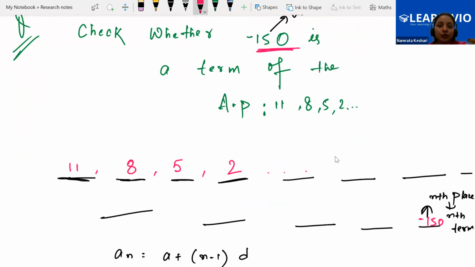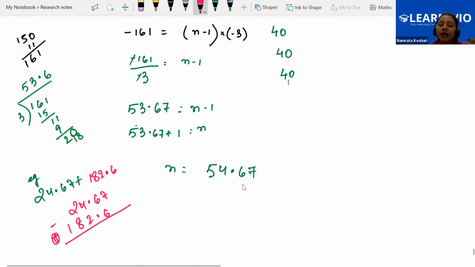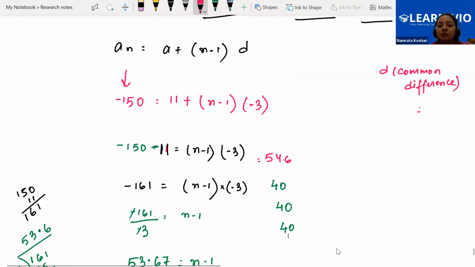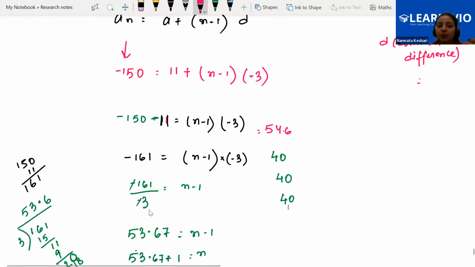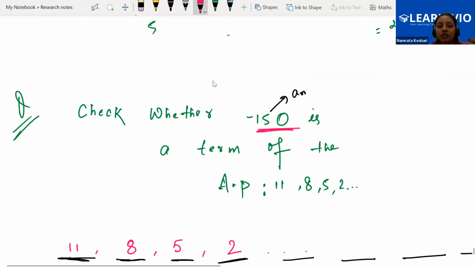Fourth term, n is 4. Fifth term, n is 5. Sixth term, n is 6. Okay, so is it possible that any term is the 54.67th term? No, ma'am. We will not be having a 54.67th term in our AP. We are talking about whole numbers, so this term doesn't exist in our AP. So this minus 150 will not be there in our AP.